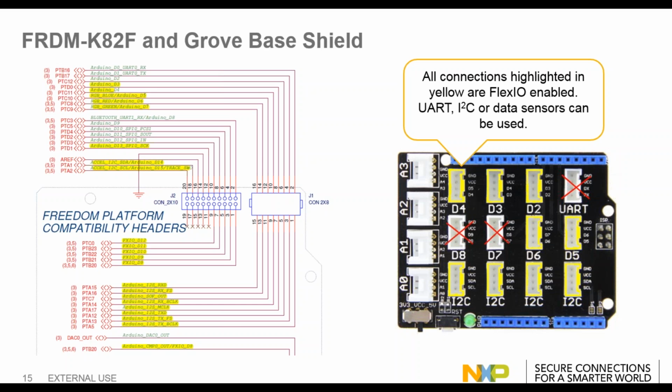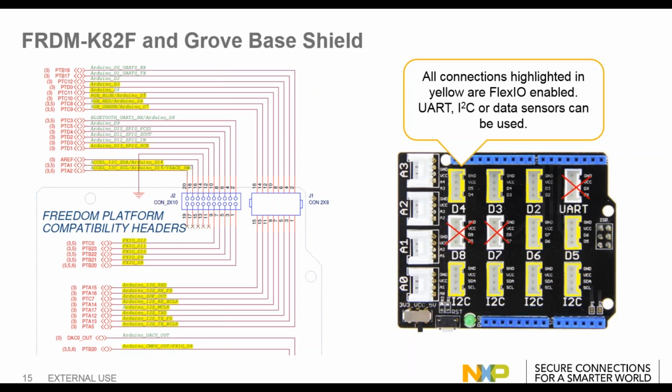And so if you wanted two separate I2C buses, all the I2C on this shield board are connected together, but perhaps you had a system where you wanted a separate I2C bus for separate sensors. Well, the great thing about FlexIO is that on the D5 and D4 pins, you can create an I2C just by the software configuration of the FlexIO.